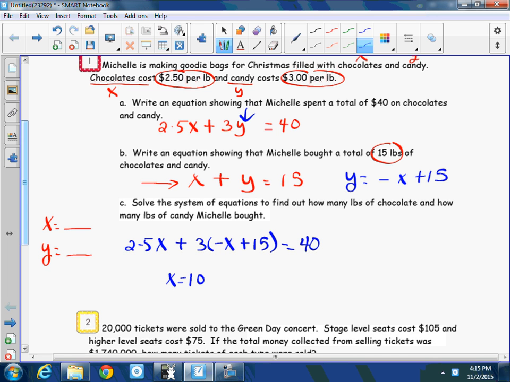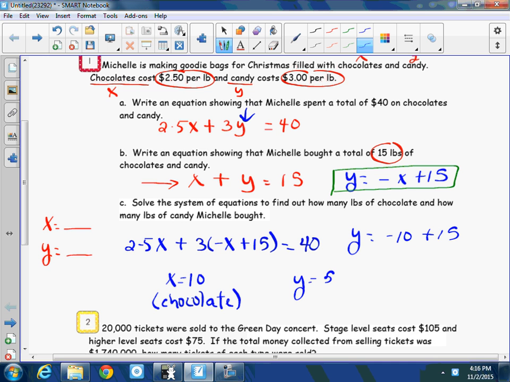So now I'm coming all the way over here and plugging in the value of X. So Y equals, X was 10, so that would be negative 10 plus 15. And Michelle bought 10 pounds of chocolate, so this was the chocolate, and 5 pounds of candy.